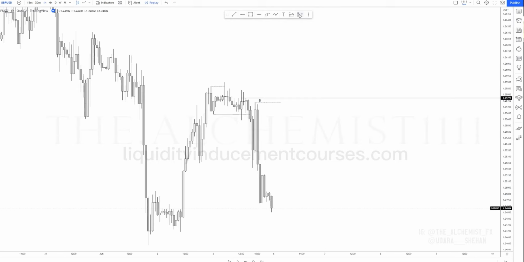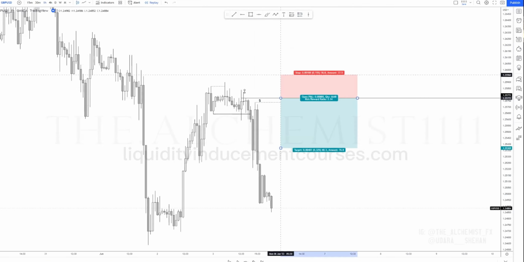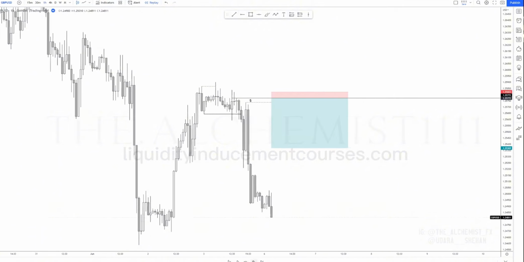See that? So what are we doing? When everyone else is selling here, we sell it here. Stop loss can go above these wicks. See that? So you have around what? 5 pips. And then you can target the external range liquidity.